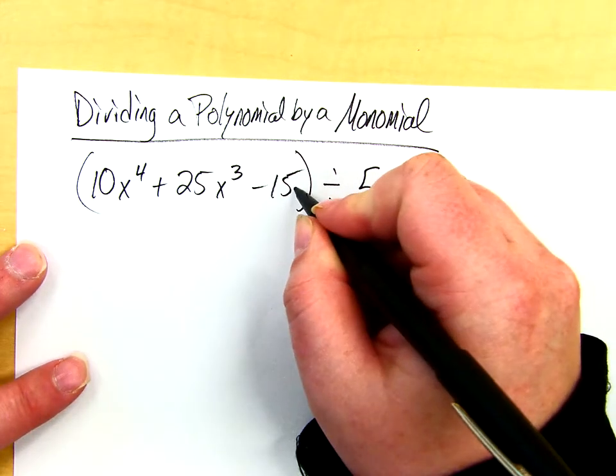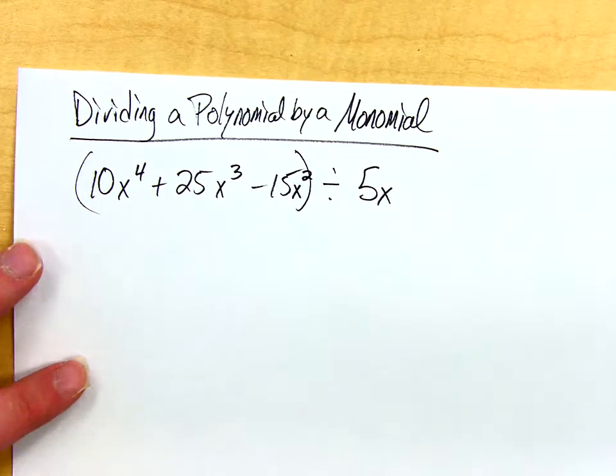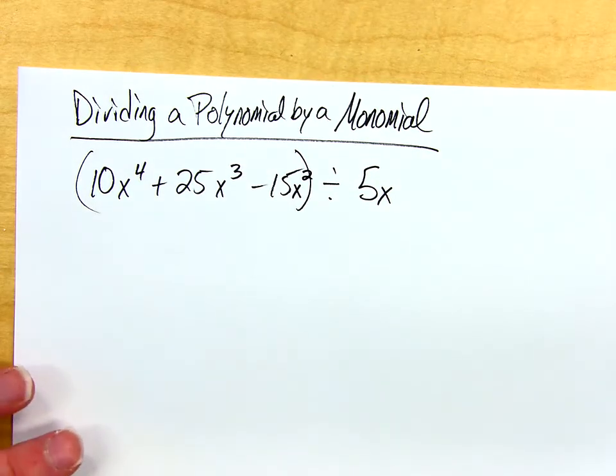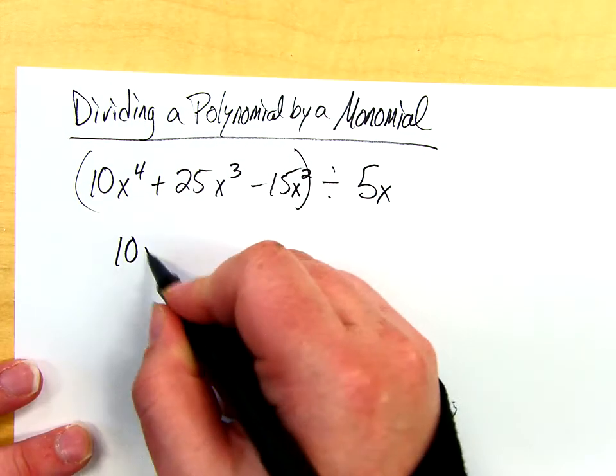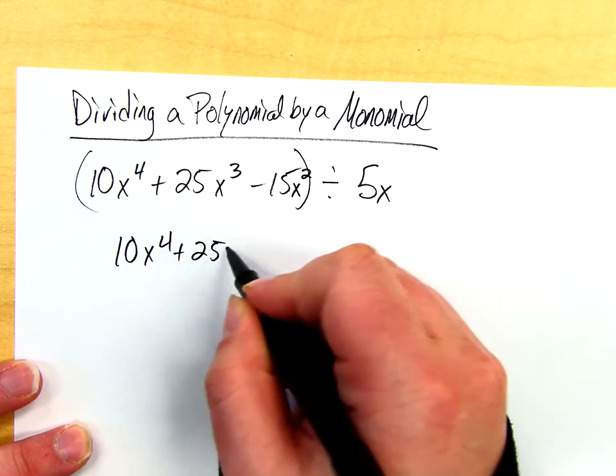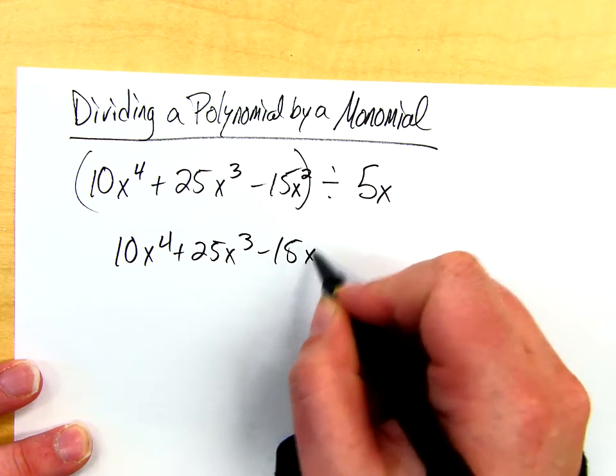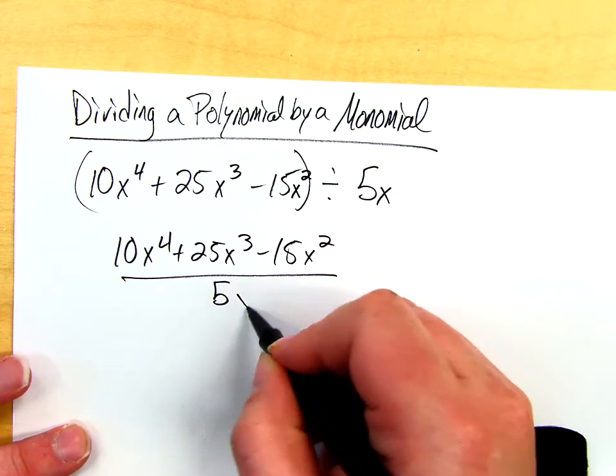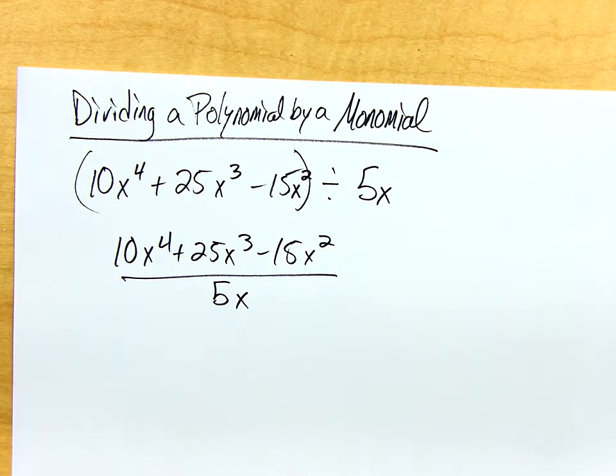Actually, can I change this? I want to make this an x squared. Sorry, forgot that in there. I could write the same thing like this, right? 10x to the fourth plus 25x to the third minus 15x squared all over 5x. They mean the same thing, so it doesn't really matter how you write it. You can do it either way.